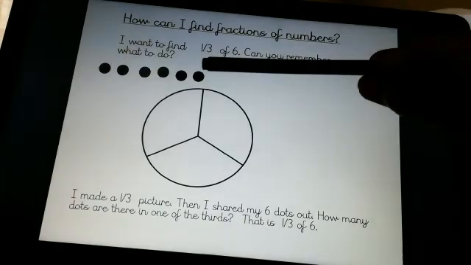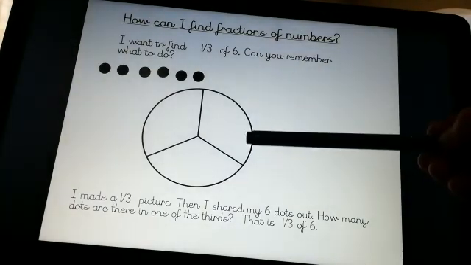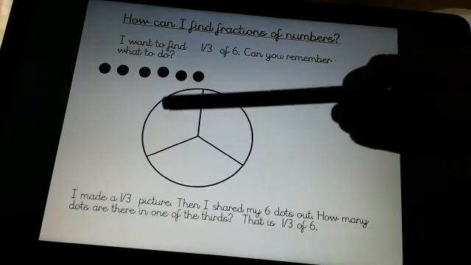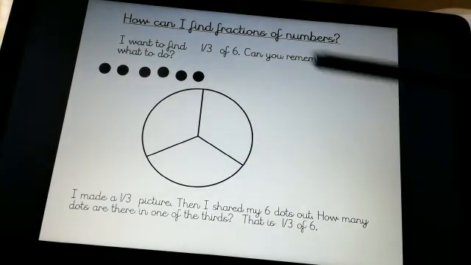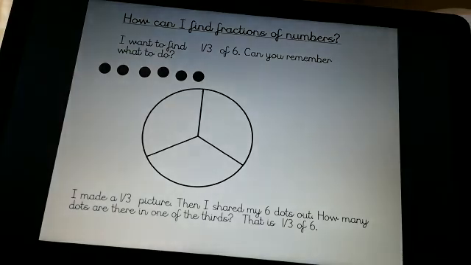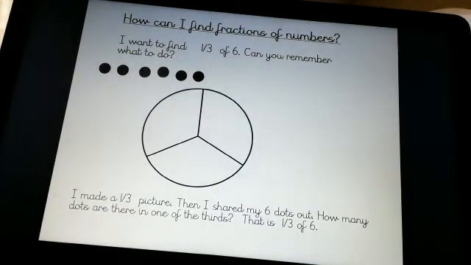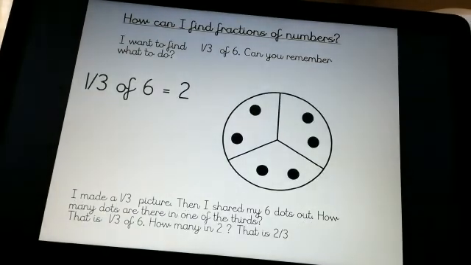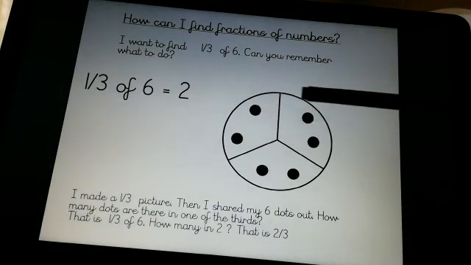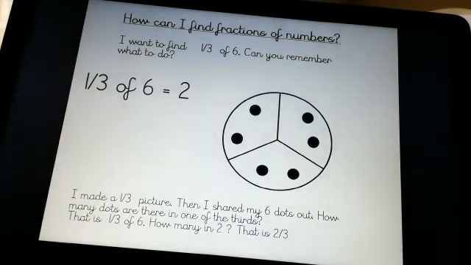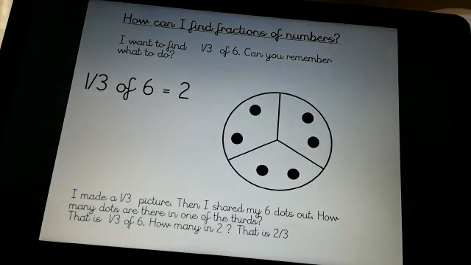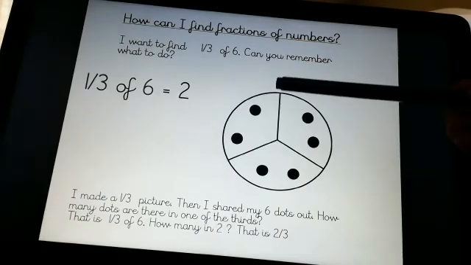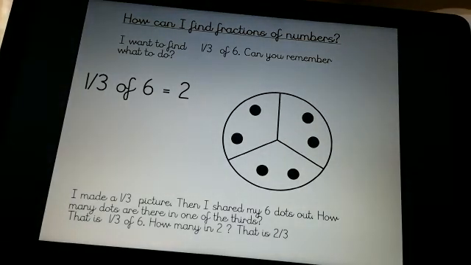Here's my 6. Here's my picture. So I made a sharing circle and I shared it into 3 equal parts. Then I've got to share my 6 dots out, and to find 1/3 I need to just look in one of those parts. So you should have something that looks like this. So I've shared out my 6 dots, 1, 2, 3, 4, 5, 6, but I just want to know what is in 1/3 of them. So I just need to look in one. So I've got 2 dots, so 1/3 of 6 equals 2.